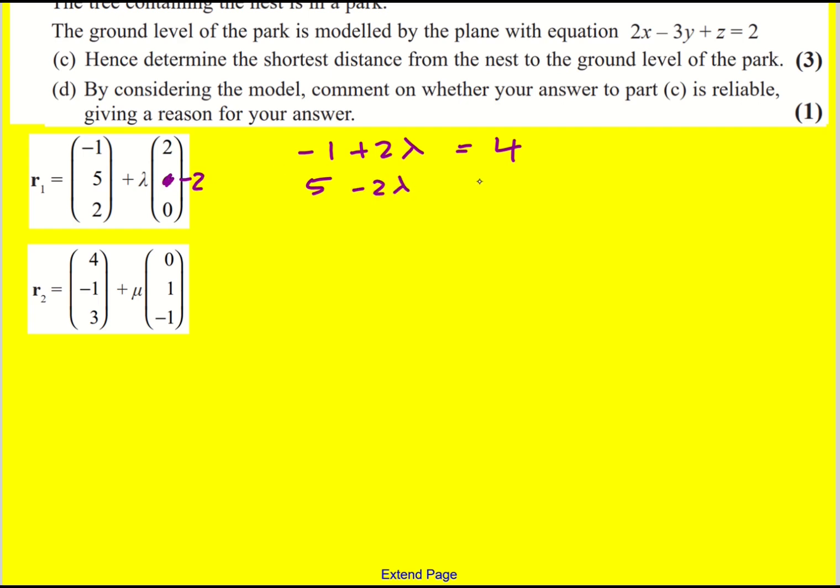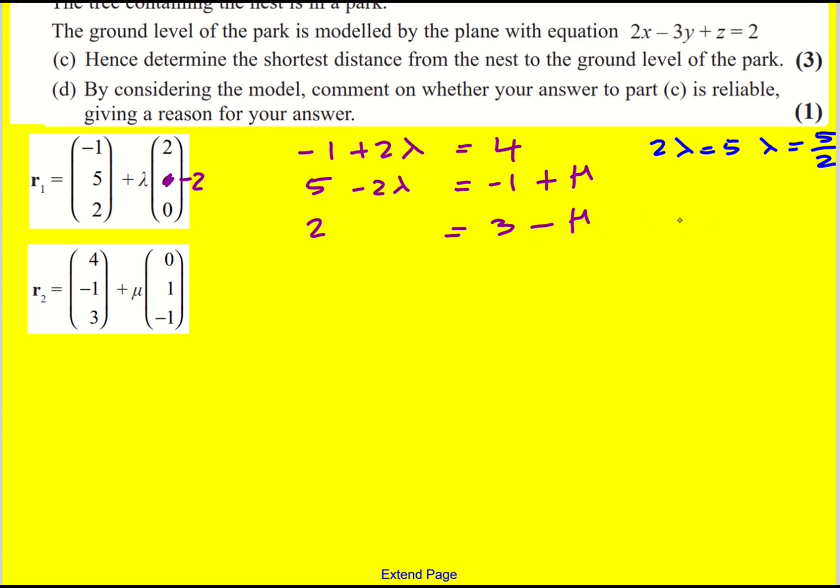5 minus 2 lambda is going to equal minus 1 plus mu. And then finally, 2 is going to equal 3 minus mu. Well, let's take the first one. We're going to get 2 lambda equals 5. So lambda is 5 over 2.